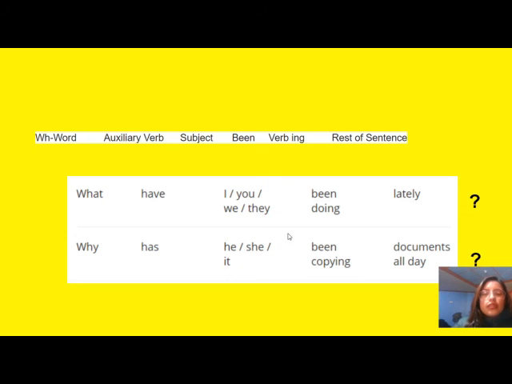And then you have to write the verb being. Okay, in past participle is the past participle of the verb be, being, and you have to write the verb with ing, copying. Documents all the day is the rest of the sentence or complement, el resto de la oración o el complemento. And don't forget the question mark. Very good. Si usted no escribe la question mark, su pregunta está mal.